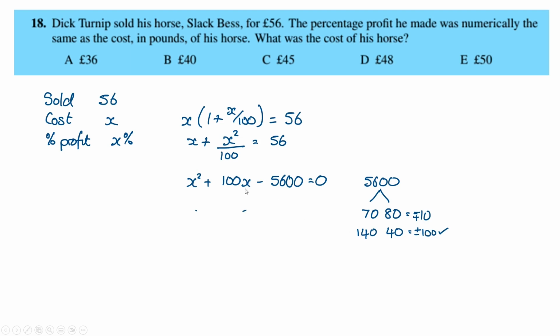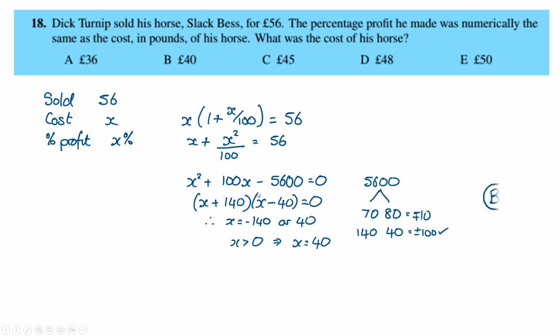So therefore that means I want to be plus 100, which means my brackets are going to be X plus 140, X minus 40. And again, that feels difficult in a non-calculator paper, but a bit of playing around with the factors and it does fall out. Now, clearly, if X is either minus 140 or 40, I can't buy something for a negative value, so it must be the case that X equals 40. Is that one of my answers? Yes, indeed, it's answer B, and the next question is done, answer B. Next question up in 3, 2, 1.